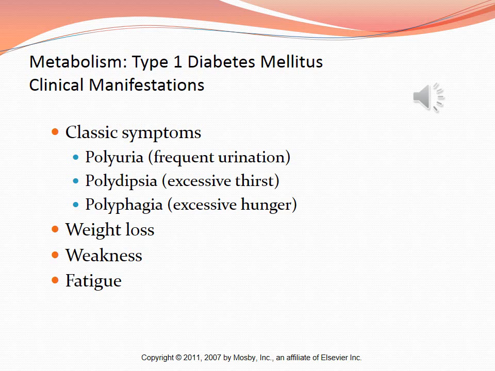Now, within type 1 diabetes mellitus, there are some symptoms, clinical manifestations that will be found. One is polyuria, which is frequent urination. Second is polydipsia, which is excessive thirst. And third is polyphagia, which is excessive hunger. These individuals will drink, eat, and urinate, and they don't understand why. It's because their body is asking them to do those things to get the glucose in their cells for energy, and it's not going to work. So they end up with weight loss, fatigue, and weakness.